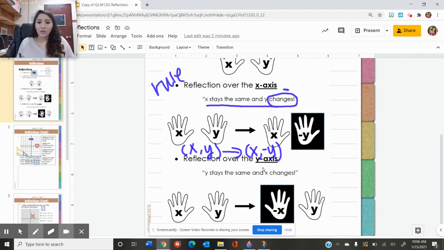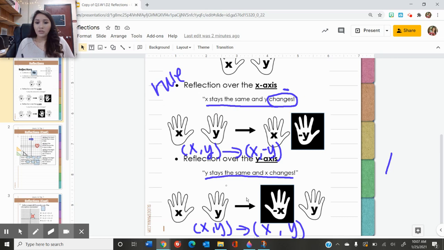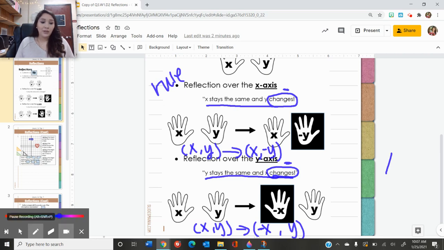Next, we have a reflection over the y-axis. So your y stays the same and your x changes. So again, when we're writing algebraic representations, our x, y comes first, and it transforms to negative x comma y, and it tells us our y stays the same and our x changes. Since our x changes, it gets the negative sign. So this is how you would write an algebraic representation if it was reflected over the y-axis. So let's go ahead and look at the next page.